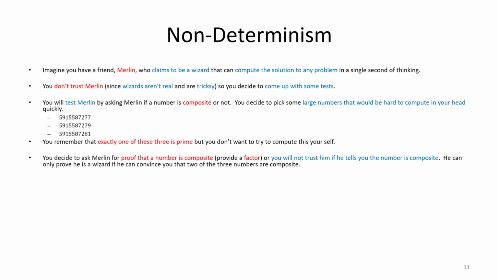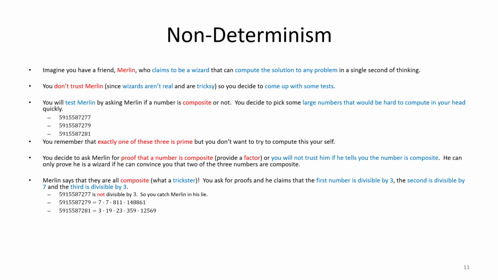Okay, now this specific test kind of only works for composites. If he tells us it's prime, we're just going to trust him. But if it's composite, we're not going to believe him. Now here's where Merlin's going to come in and try and trick us. He's going to try and tell us that all three of these numbers are composite. He wants us to believe him. But we've told him, no, we're not just going to straight up believe you that they're composite.